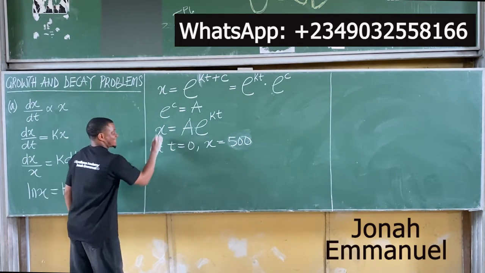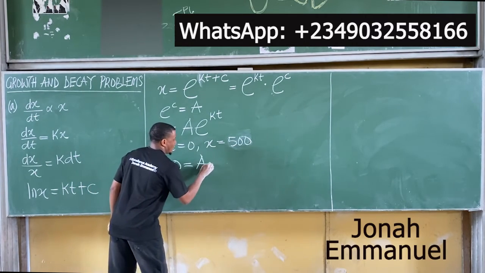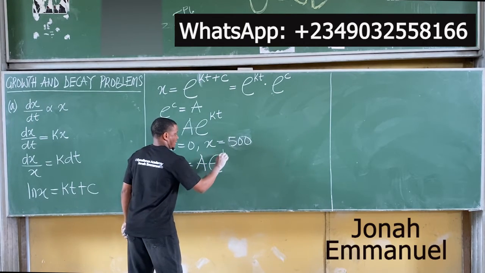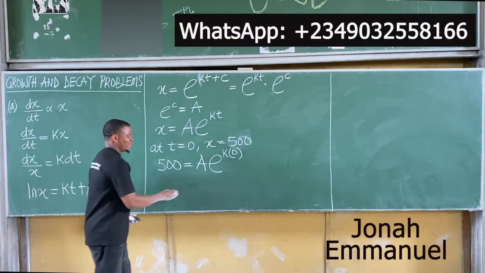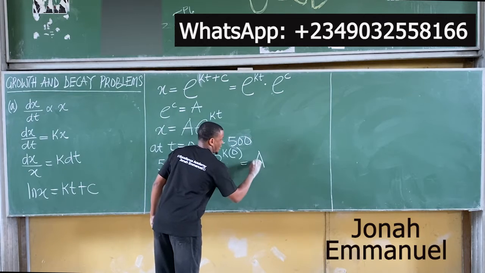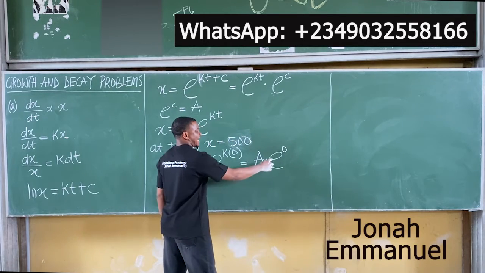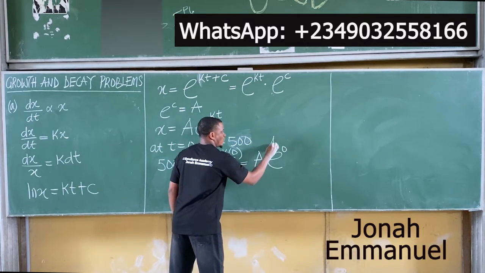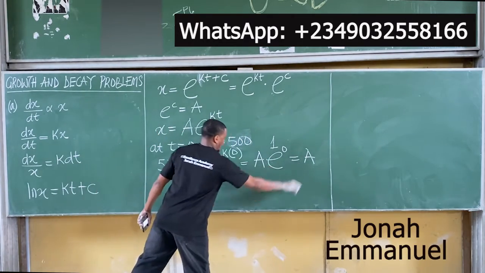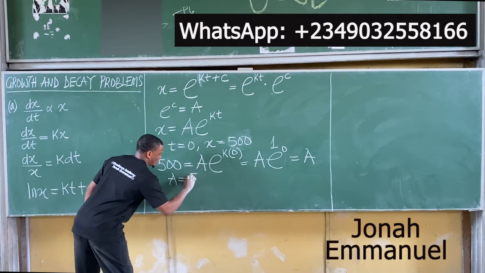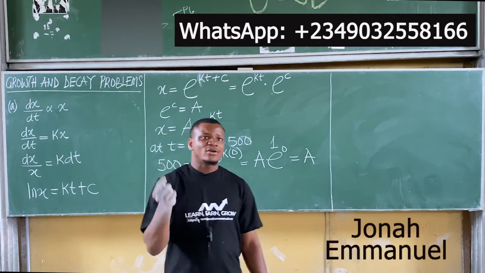Now impute values. What do you have there? x, 500, is equal to A exponential k into t. What's t there? Initially, that's 0. Let me simplify this side. This is equal to A exponential k times 0, which is 0. Exponential 0 is 1. 1 times A is A. So 500 is equal to A. That means A is equal to 500.